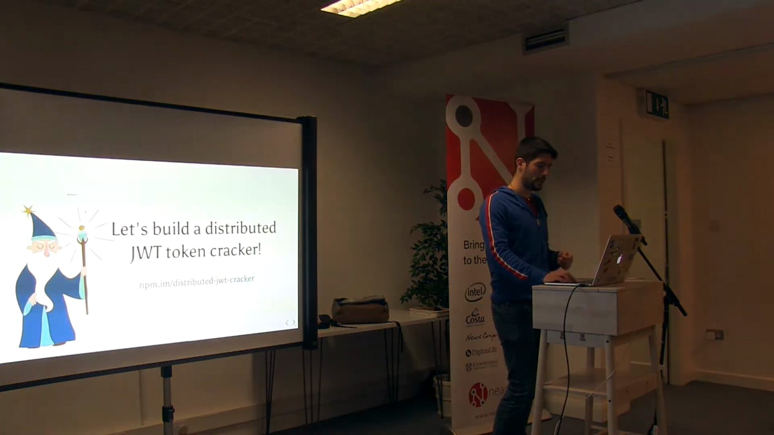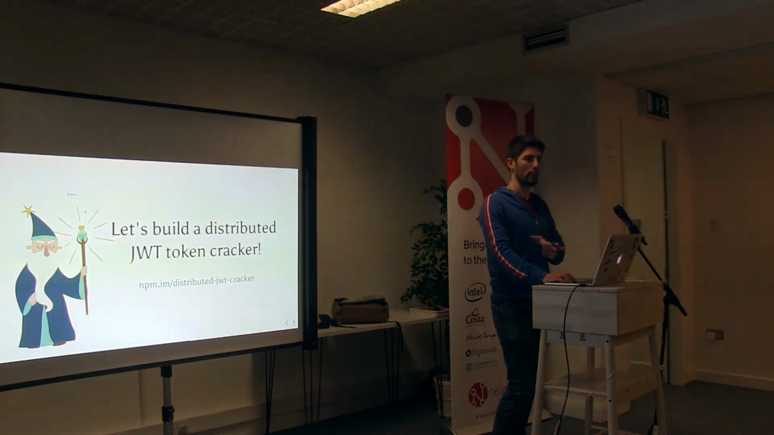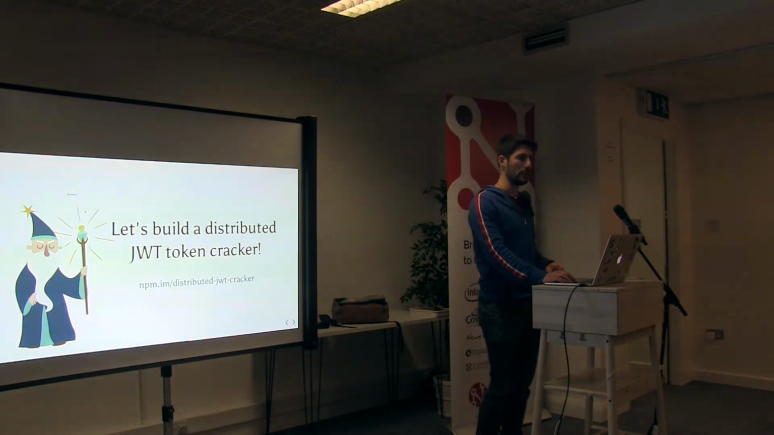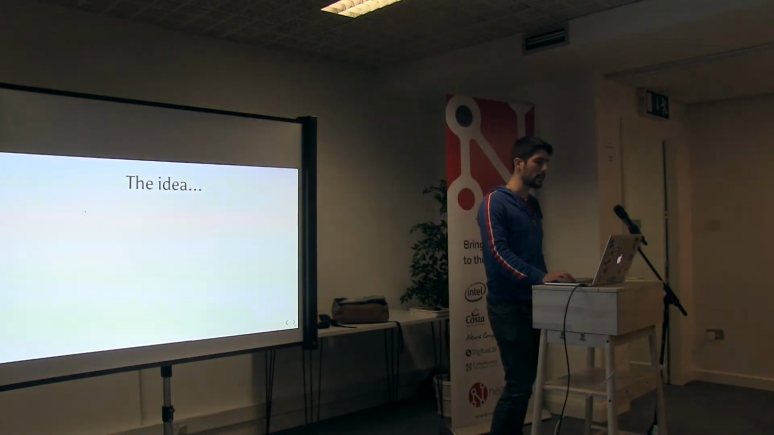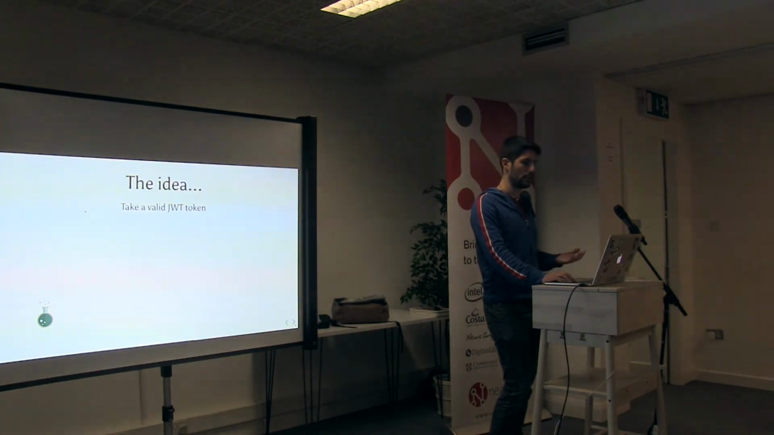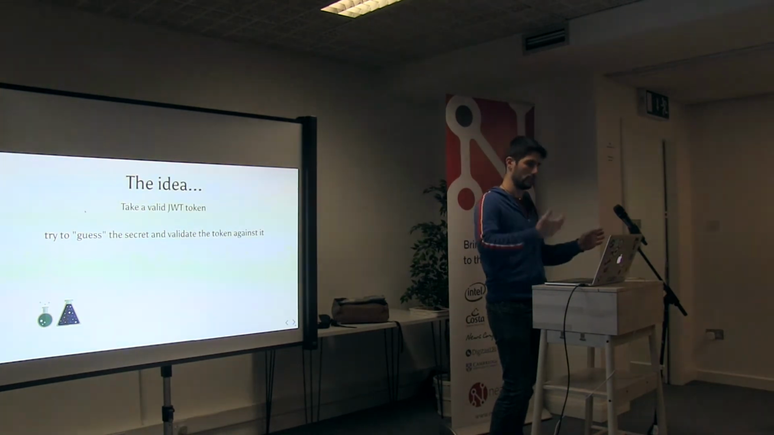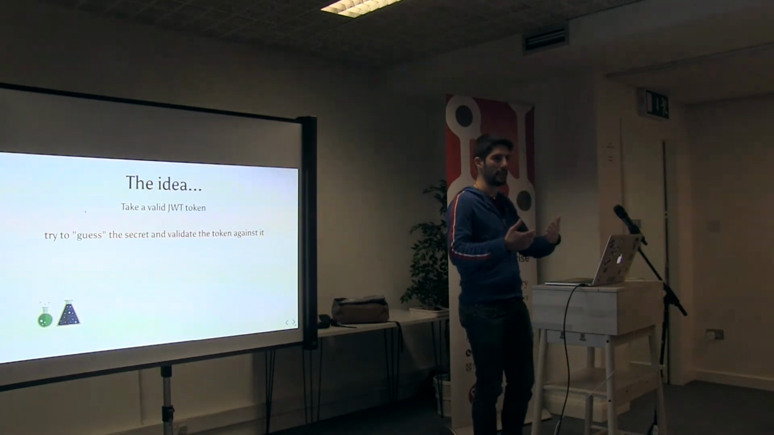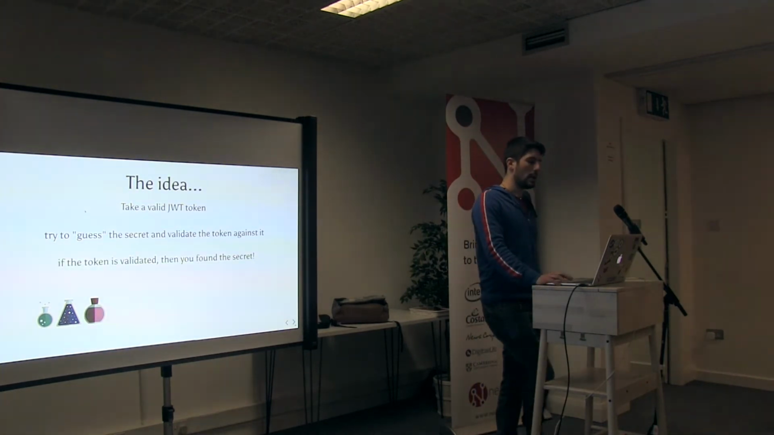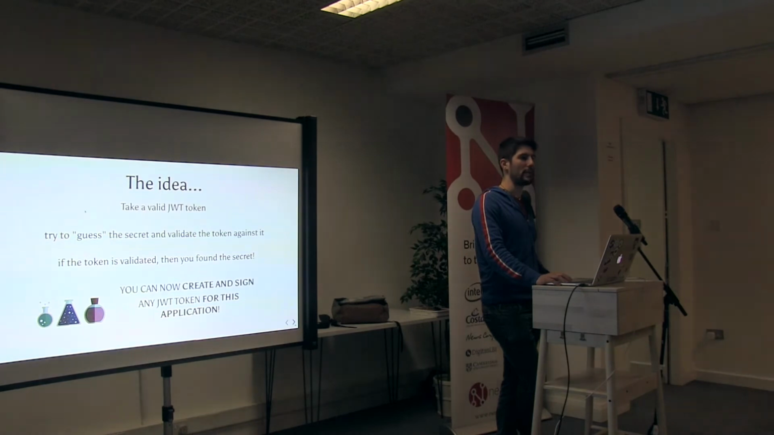So going back to the presentation, I'm going to explain how I built this proof of concept to do a distributed JWT crack attack. If you have a valid JWT token, you can try to guess the secret, and then given a string that you are using as a guess, you can validate the token against that string. So you are trying to rebuild the signature using that string. And if it matches the original one, then you found the secret. And as soon as you find the secret, you have the power to change the content of the token. So you can claim you are an admin, or you can change other things that might be relevant for the JWT token in that application.